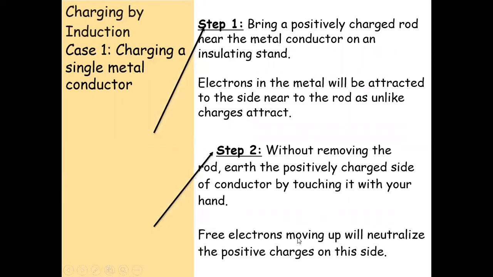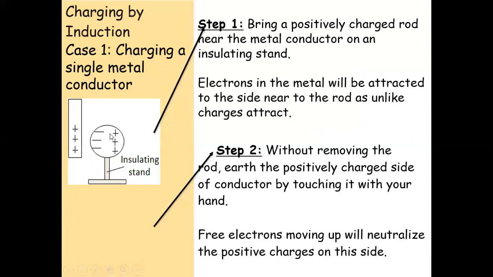Now how are we going to charge a single metal conductor with the help of electrostatic induction? So what we are going to do is bring a neutral sphere, mounted on an insulating stand. When we bring a positive charged rod near to it, you can see that the negative charges are attracted to this positive rod, and the positive ones are repelled. So there is a redistribution of the charges on this sphere. On this side it is negative, and on this side it is positive, because unlike charges attract each other and like charges repel each other.